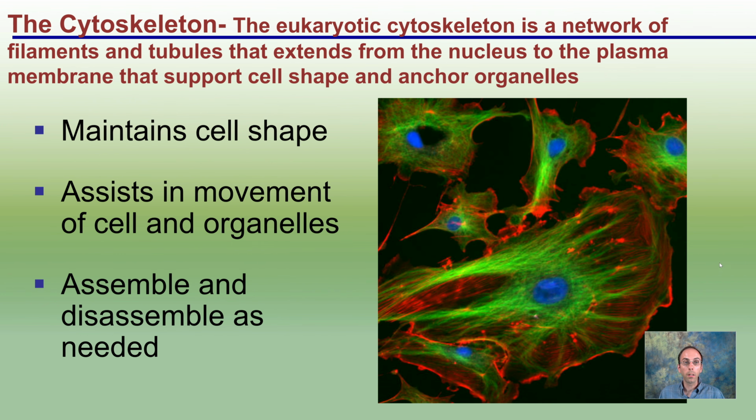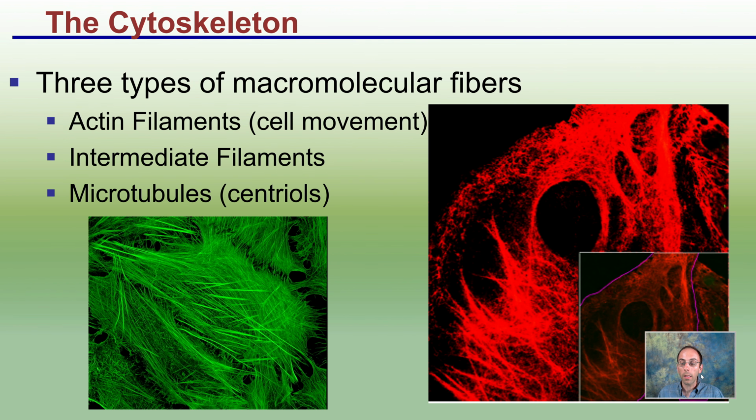Going into the cytoskeleton, in eukaryotes, the cytoskeleton is a network of filaments and tubules that extend from the nucleus to the plasma membrane that support the cell shape and anchor organelles. It's kind of like that interior webbing of the cell. It helps it maintain its shape and assists in the movement of the cell and organelles within it. It's assembled and disassembled as needed, depending on the particular functions that the cell needs to be carrying out. Now, within that cytoskeleton, there are three types of macromolecular fibers: actin, intermediate, and microtubules.